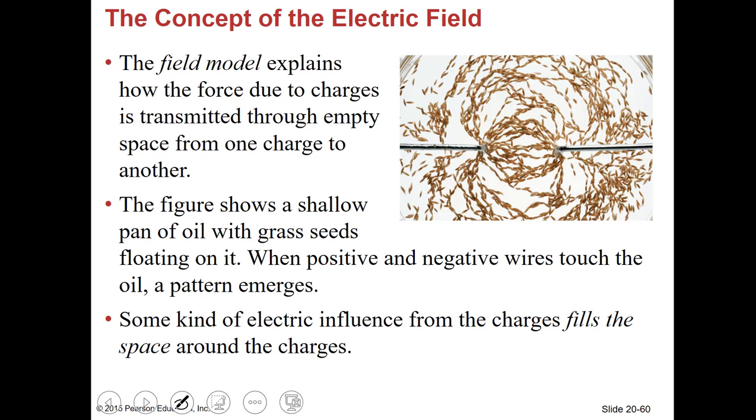Here you see some pieces of metal lined up in an electric field. This actually turns out to be an electric dipole. The figure shows a shallow pan of oil with grass seeds. Positive and negative wires touch the oil, and this pattern emerges. So you induce a separation of charge on the grass seed, put an electric field in the oil, and you get this arrangement. So a similar idea to gravitational field.